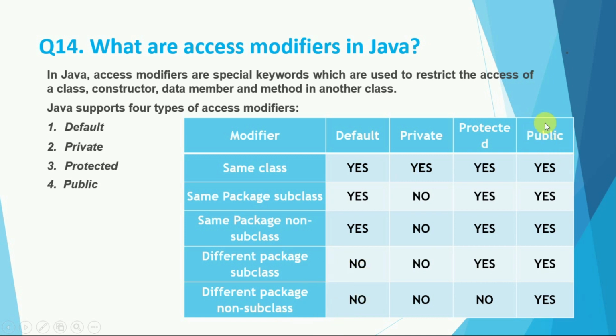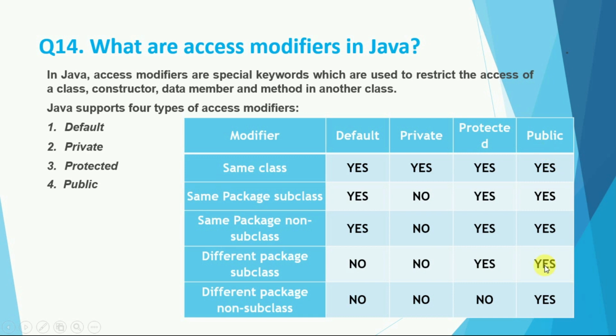If we talk about the public access modifier, it can be accessible for all classes: same class, same package subclass, same package non subclass, and different package subclass. If we talk about the private access modifier, it can only be accessed within the same class. And if we talk about the protected access modifier, it can be accessible by all classes except different package non subclass. So there is a restriction for different package non subclass.